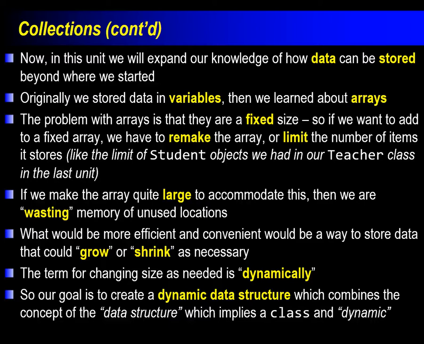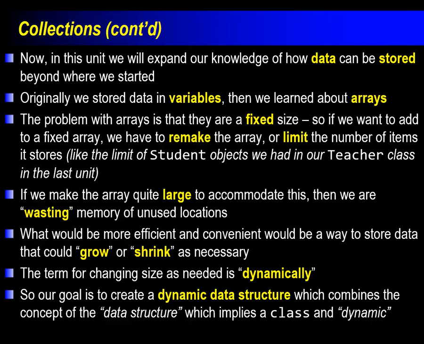Okay? This limits the amount of data that an array can store. Now, you can set it to a large limit, but then you're also wasting memory of unused locations within the array. What would be better is a data structure that changes as necessary. So it will grow when it needs to get bigger, and it'll shrink when it needs to get smaller. This is known as a dynamic change. Dynamic meaning changing on the fly.